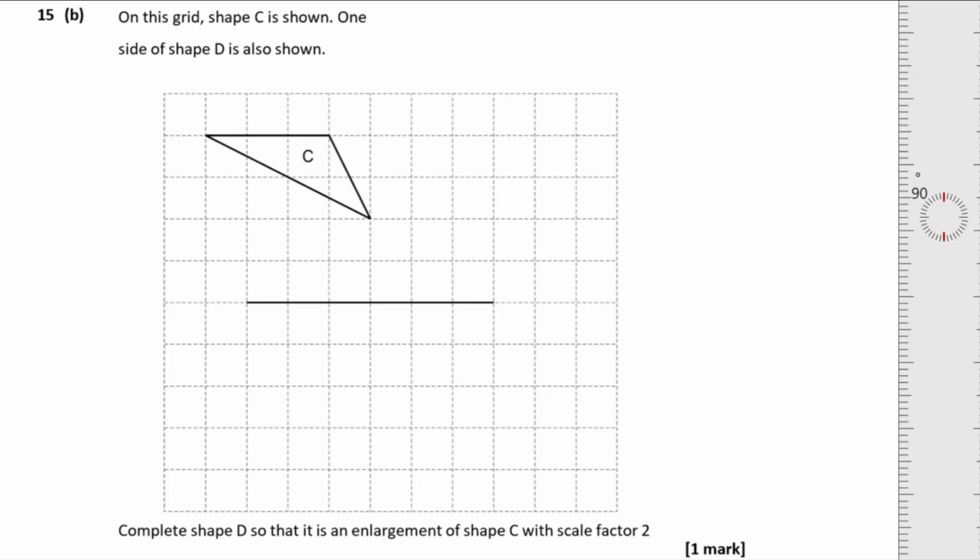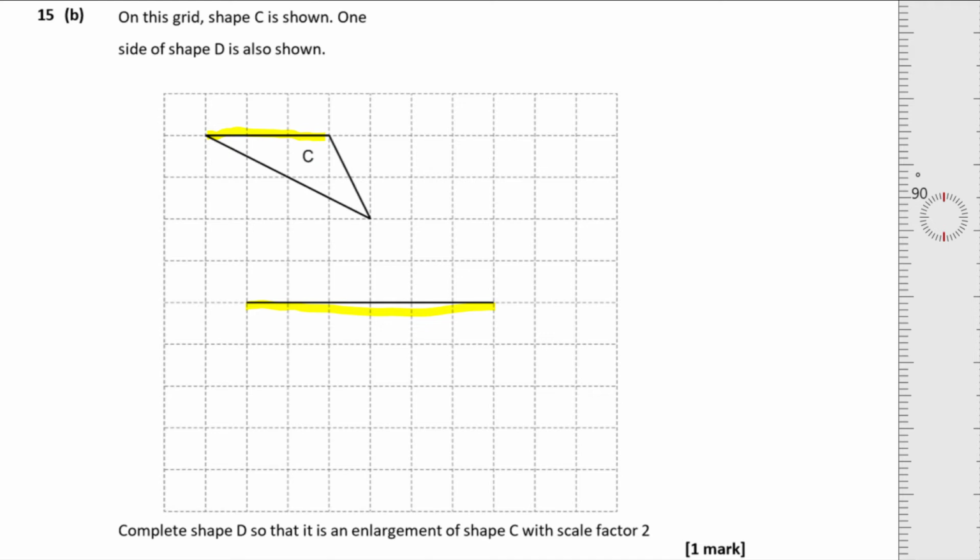On this grid, for part B, shape C is shown. One side of shape D is also shown. Complete shape D so that it's an enlargement of shape C with a scale factor of 2. Okay, so again, let's see if we can find the matching side first. This is of length 6. If it's twice as big, its matching one must be 3, and there's only one 3 on there. It's got to be that one there.